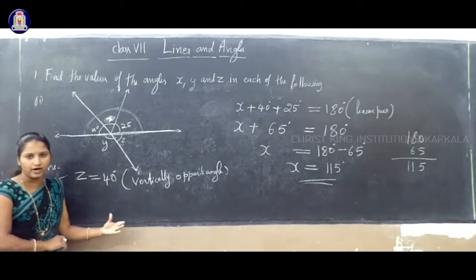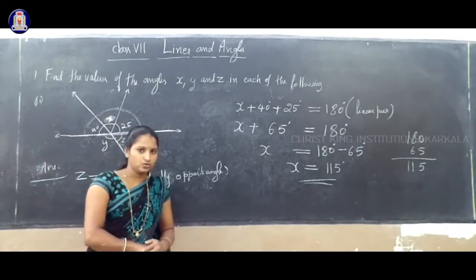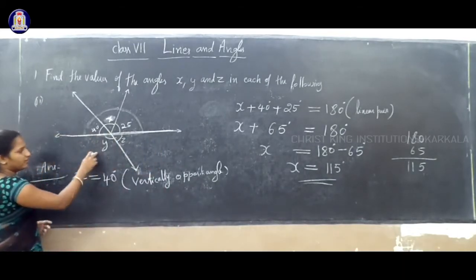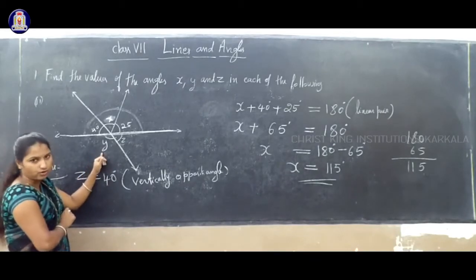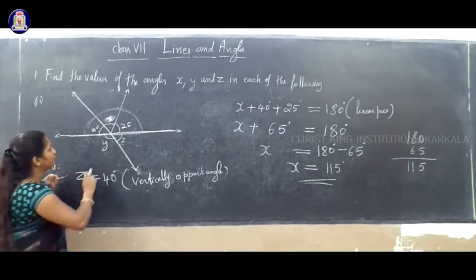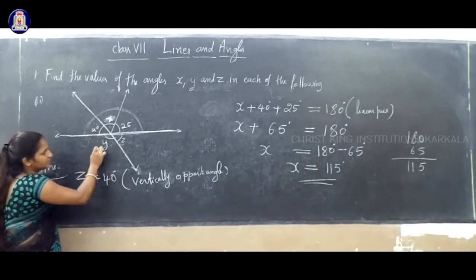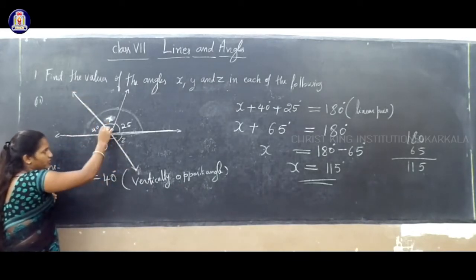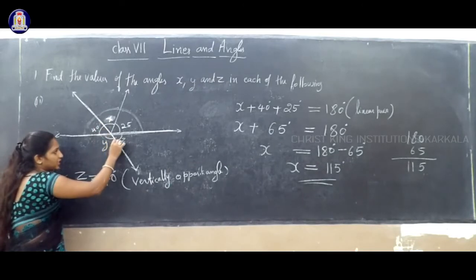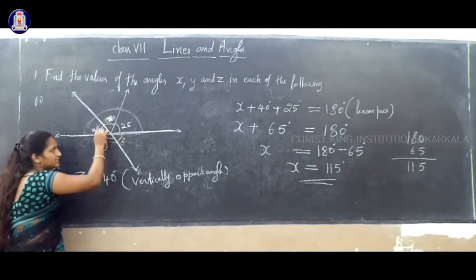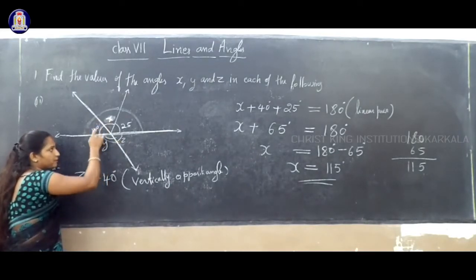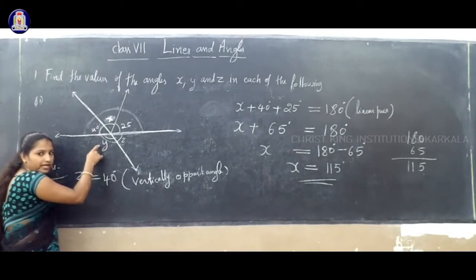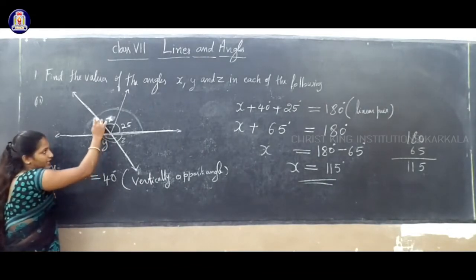Now we need to find angle 1. So what is angle 1? What is the value of y? So how to find y? If you know this angle and this is y. See this line, this is a straight line. So now we can consider this line is a straight line. So 40 plus y, see the figure, you can understand. This is a straight line.